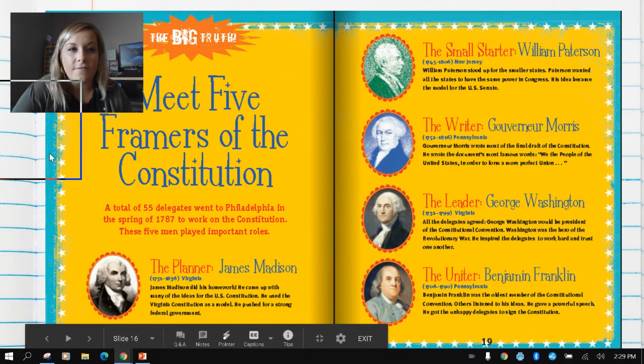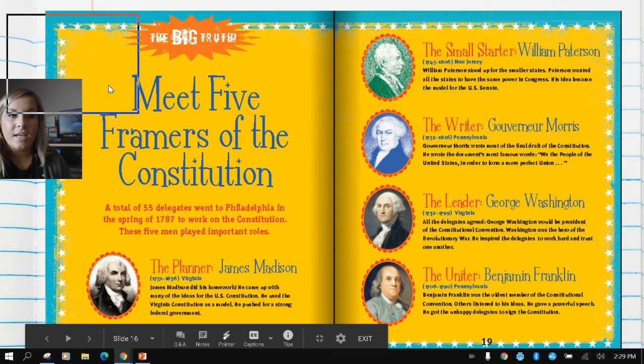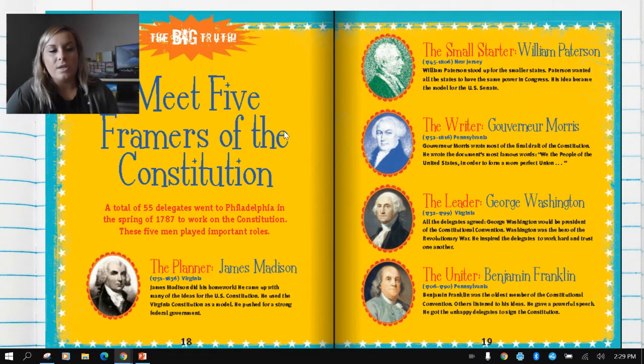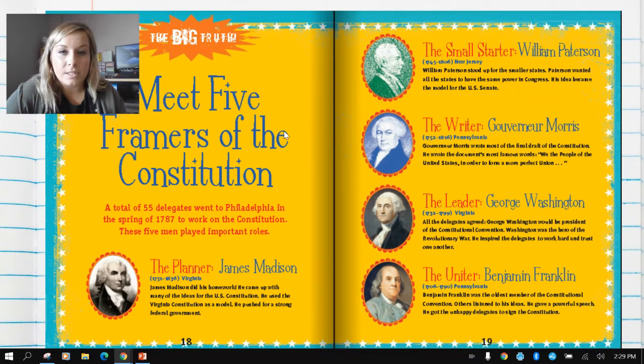Okay, so now we're going to meet the 5 framers of the Constitution. So it says a total of 55 delegates went to Philadelphia in the spring of 1787 to work on the Constitution. These 5 men played important roles.